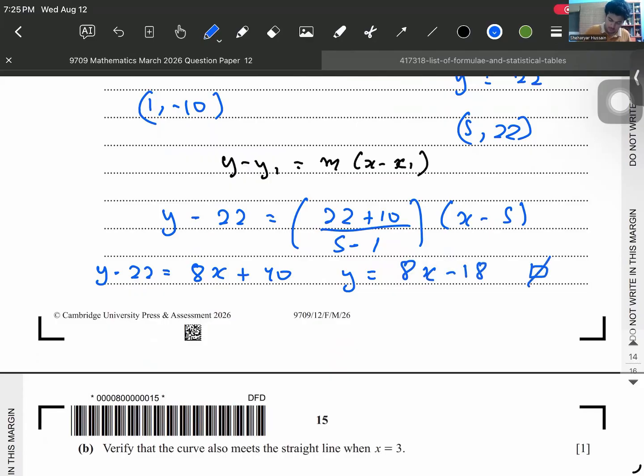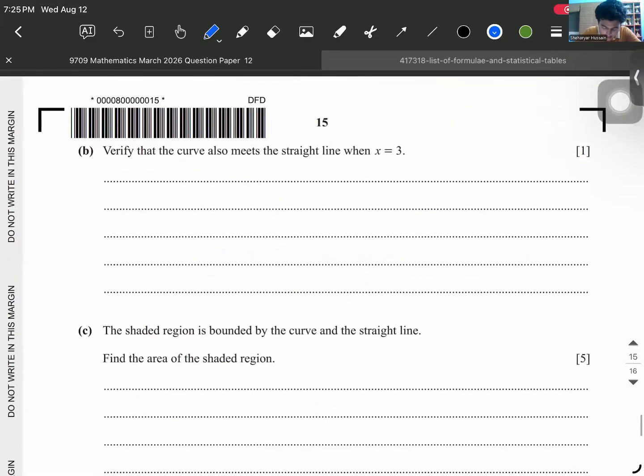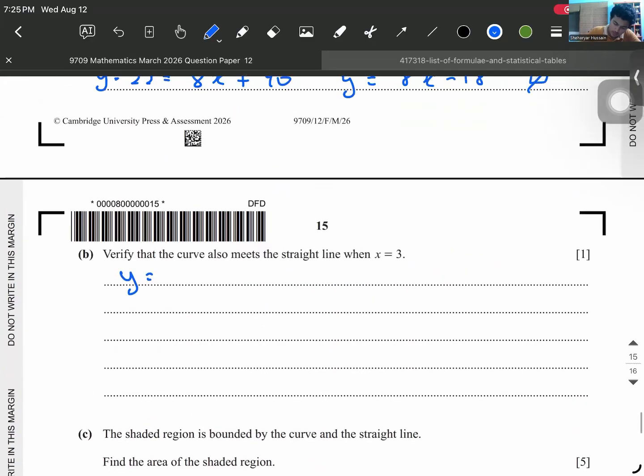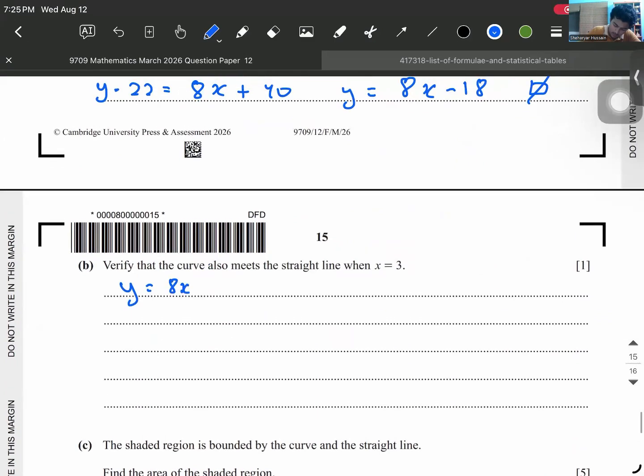We have proved this. Part B says verify that the curve also meets the straight line when x equals 3. So let's verify that. We have the equation of the straight line, which is y equals 8x minus 18. We have the equation of the curve, which is negative x cube plus 9x square minus 15x minus 3. Did all of that by memory.